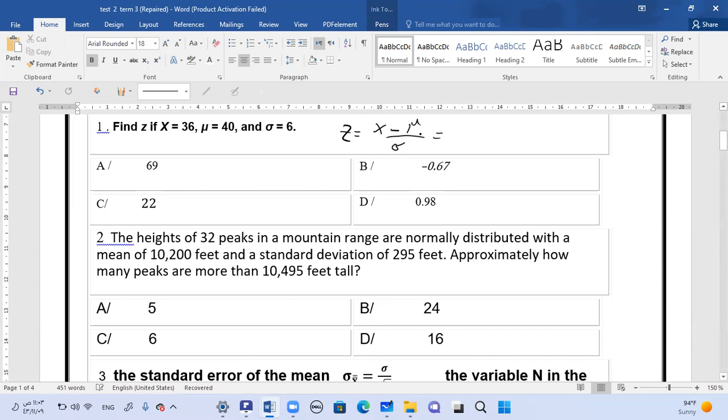It's very important. x equals 36, mu is 40, sigma is 6. Use the calculator and find the answer. The answer will be negative 0.67.